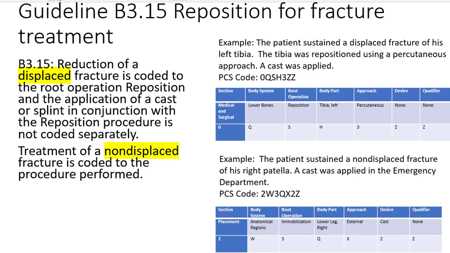The body parts are different when you get in these different sections, so you just have to read them. The important thing to remember is immobilization. Well, first of all, it's a non-displaced fracture, and immobilization is what the doctor's trying to do with the cast. Immobilization is not a root operation that you can choose in all the med-surg tables. You would look under placement.